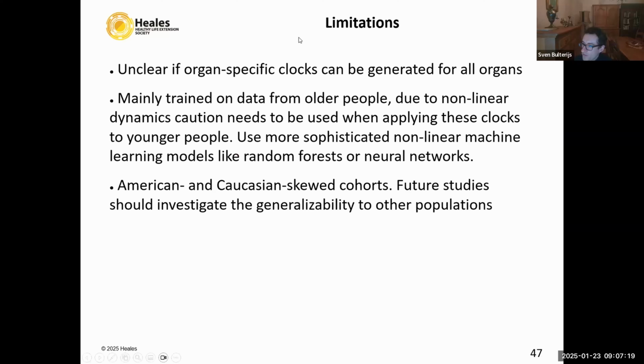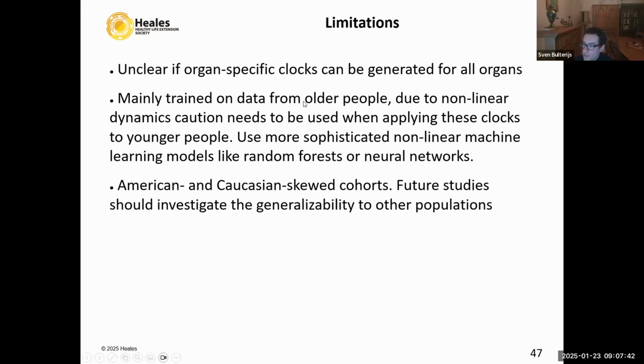So the paper also has some limitations. So far, not all of the organs have organ-specific clocks developed, and so we don't know if we can make such clocks for all the organs. Might be that some organs just cannot have their aging accurately predicted in blood.